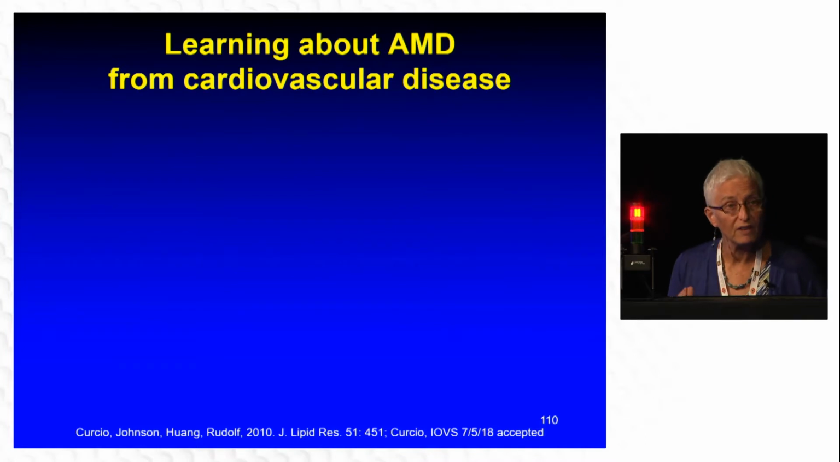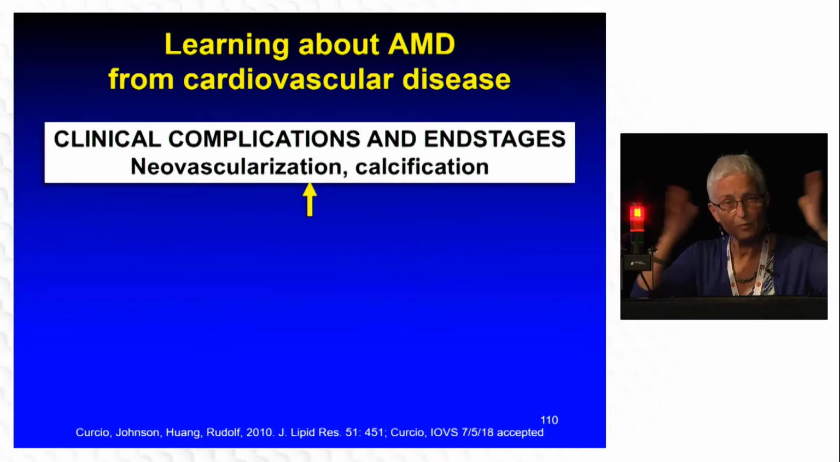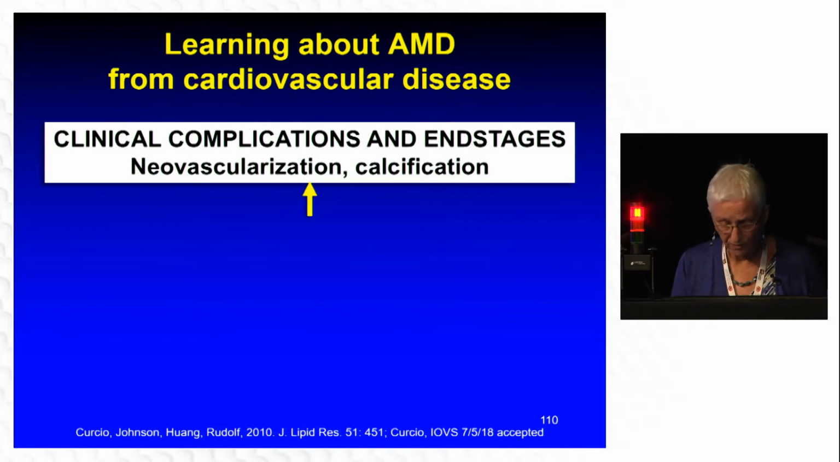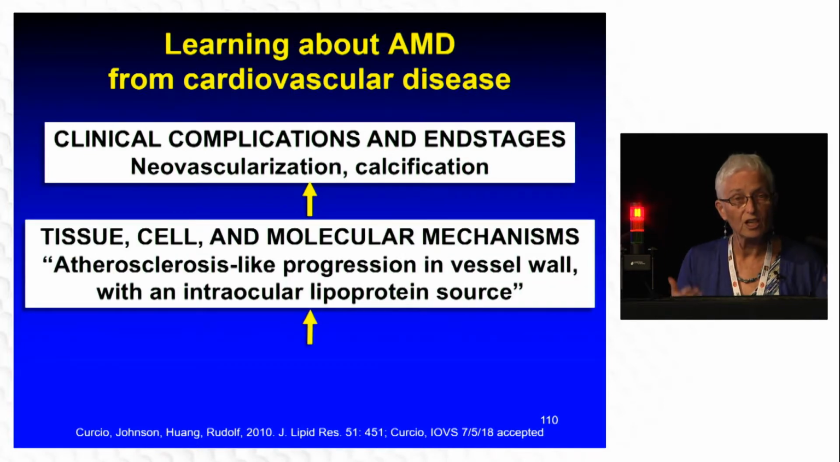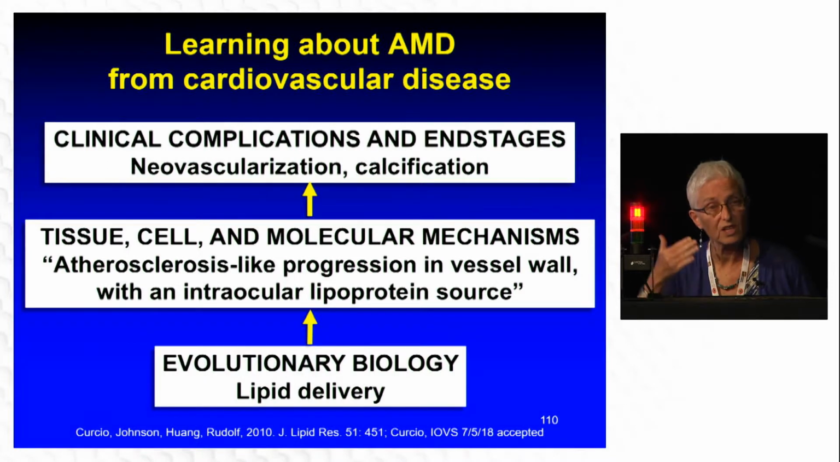I've spent 25 years learning about AMD from cardiovascular disease, and I'm going to summarize a whole lot of details by saying if we start at the clinical end stages and complications of neovascularization and calcification, we work back to cell, tissue, and molecular mechanisms. And for AMD, it's an atherosclerosis-like progression in a vessel wall, which is Brooks membrane with an intraocular lipoprotein source. And then the evolutionary biology, which led to all this, was lipid delivery.